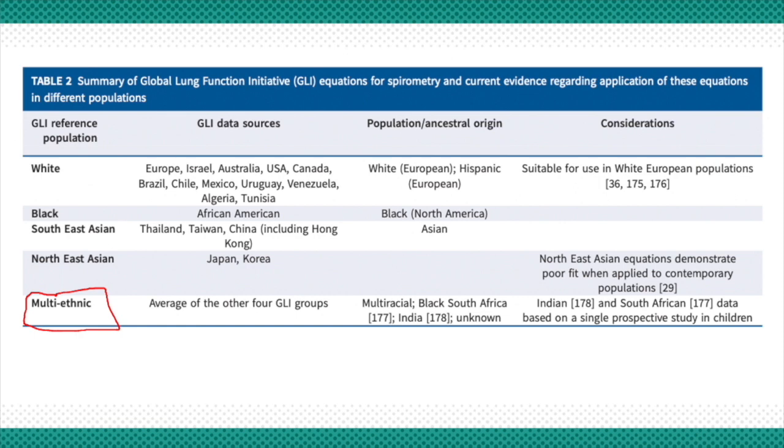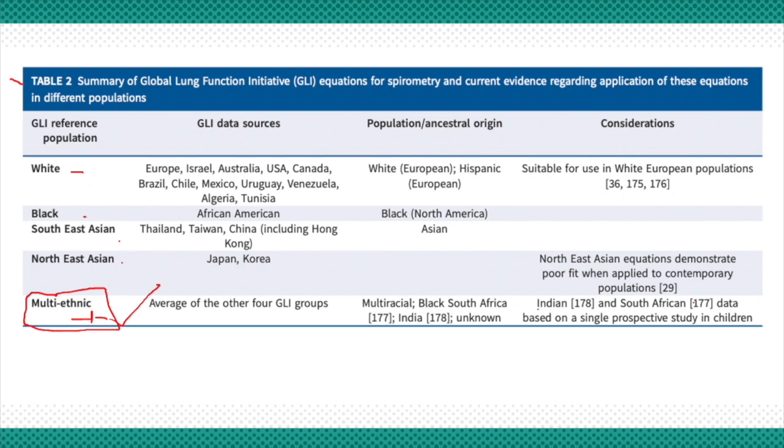So based on this data, they gave five main categories: the white population, the black population, the Southeast Asian, Northeast Asian, and multi-ethnic. And what couldn't be included in these, an average of everything, was put in multi-ethnic, including the Indian and South African populations, and this data was used as multi-ethnic to be selected while performing pulmonary function tests. Now this is a huge problem, and the guideline statement accepts that although they have tried to give one reference equation, there is a pitfall, they need more data.